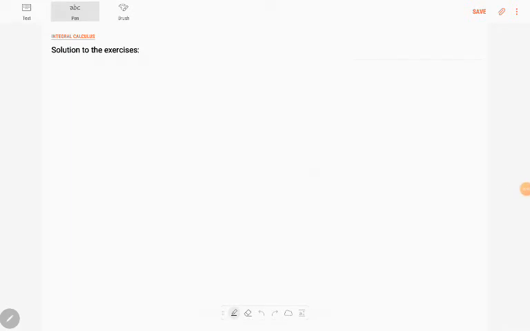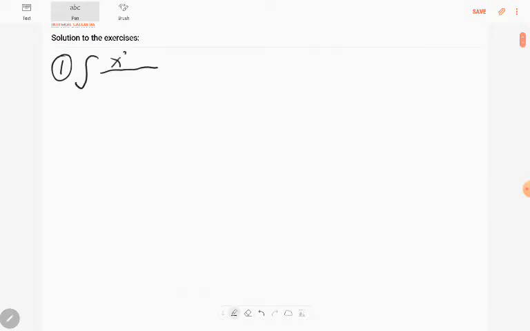Hi, let me present to you the solution for the exercise I gave you. Let's start with the given in number 1. It's the integral of (x cubed plus 8) all over (x plus 2) dx.